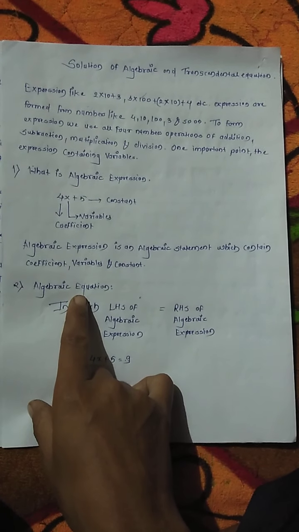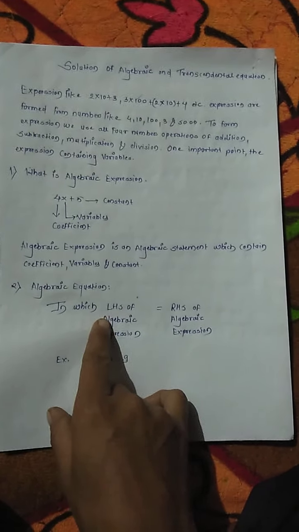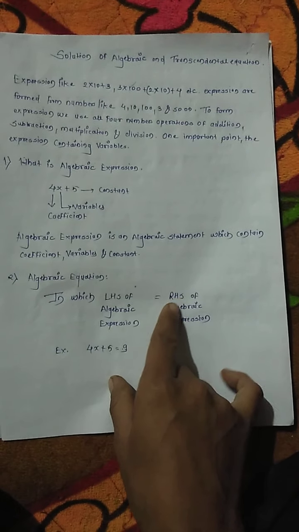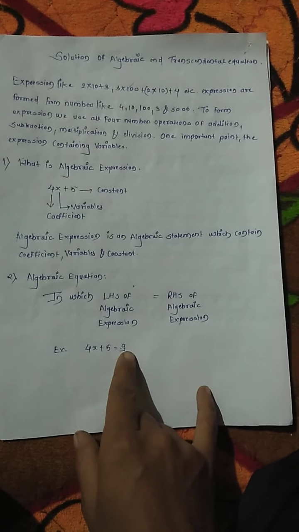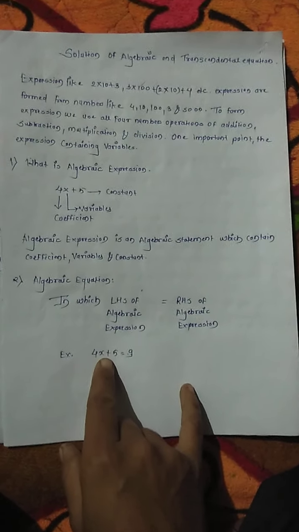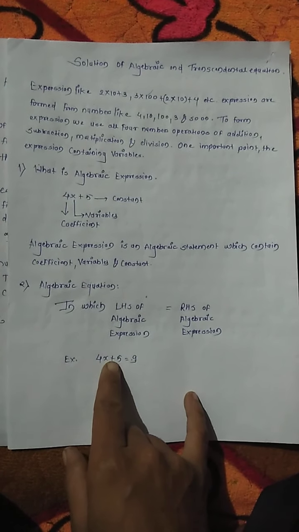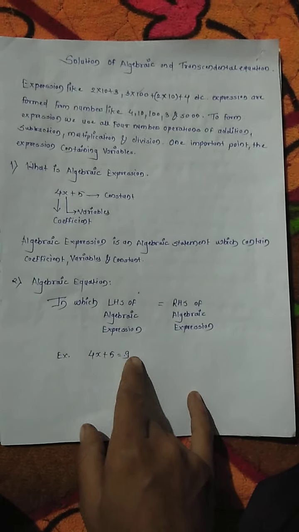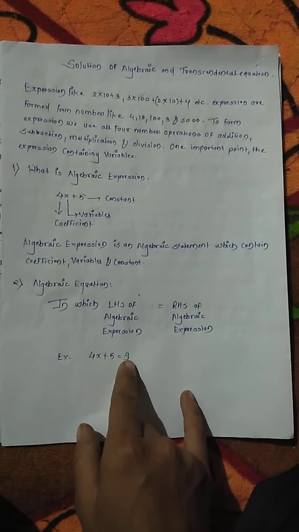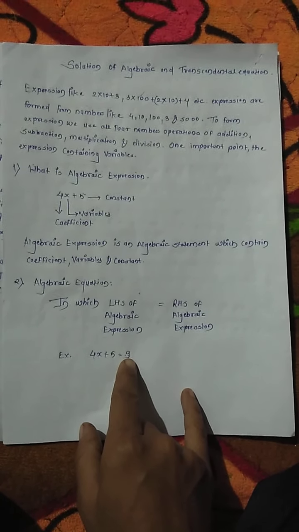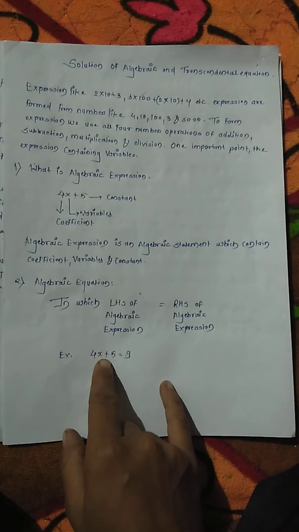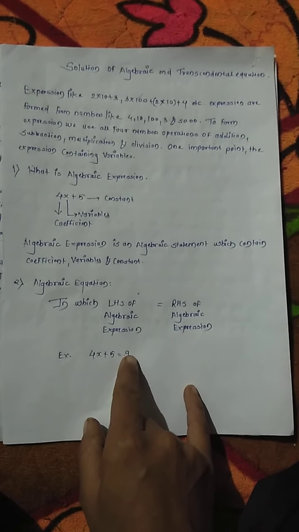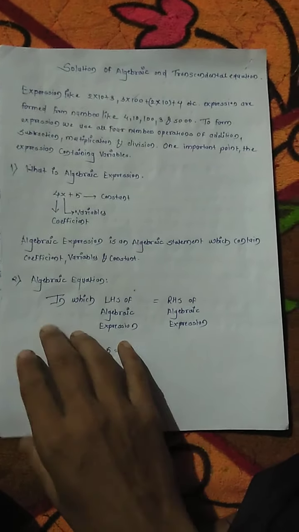Next, what is an algebraic equation? In which left hand side is equal to right hand side, then it is an algebraic equation. For example, 4x plus 5 is equal to 9. If we put the value x is equal to 0, then 4 into 0 is 0, plus 5 means 5, equal to 9. So left hand side is not equal to right hand side, so this is not an algebraic equation. If we put the value x is equal to 1, then 4 plus 5 is 9. 9 equal to 9 means left hand side equal to right hand side. So this is an algebraic equation.